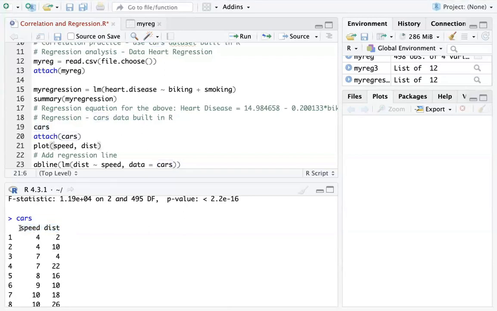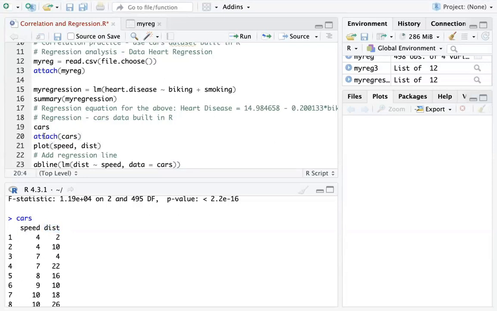Okay, so speed would be the independent variable, and distance to stop the car depends on speed, so that would be a dependent variable. Distance will be the dependent variable and speed is the independent variable, because if you are going at a very high speed, then the distance to stop the car would also increase accordingly. So this distance depends on speed. Therefore, distance is a dependent variable.